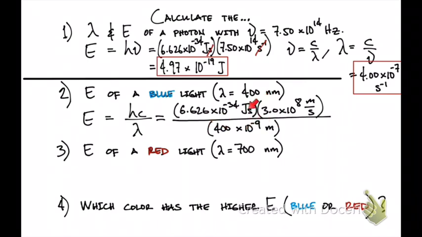So you can see the seconds will cancel, meters will cancel, and you're left with the unit joules, which is the unit that we want, a unit of energy. So we get 4.97 times 10 to the negative 19th power.